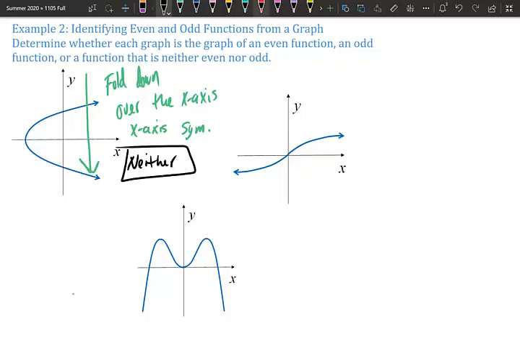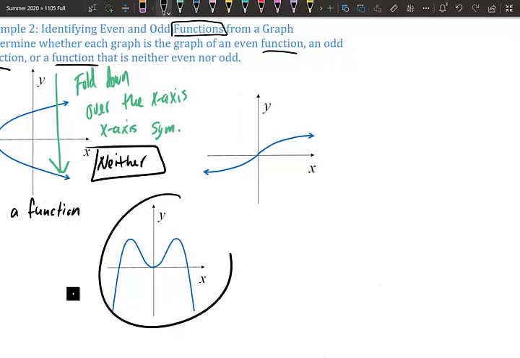Also, we're talking about functions. We're talking about even and odd functions. This isn't even a function. If you did the vertical line test, it's not even a function, so how can it be even or odd when it's not a function?